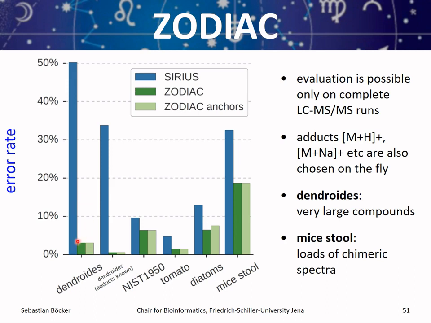But it gets even better if we tell the approaches what the correct adducts are. We always take into account they can be protonated, they can be sodiated, and so on and so on. And if our software has to decide that itself, then these are the error rates. And if we tell our software what the correct adducts are, then the error rate of Zodiac goes down to almost 0. I think this is a single wrong compound, molecular formula. Warning again, only complete LC-MS runs.